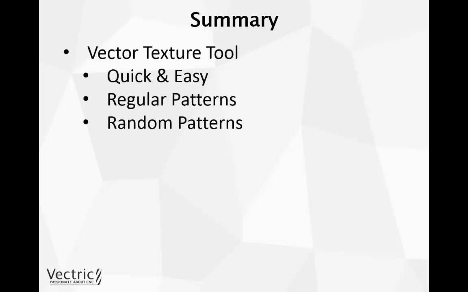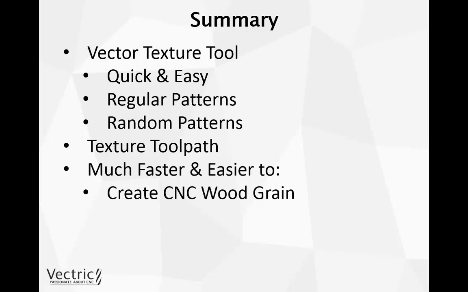So to summarise, the vector texture tool is quick and easy to produce us nice regular and random patterns, especially for wood grains. We've then gone ahead and applied them to 2D and 2.5D type toolpaths, so we've utilised the profile toolpath and the texturing toolpath, and the new option within the texture toolpath to not ramp in and out at the start and ends of each of the vectors has made creating full panel textures a lot easier. So overall, the new features in the version 8 software has made creating CNC wood grains much faster and much easier. And the last thing I'm going to leave you with is go and experiment with all the new features that version 8 brings to creating textures.